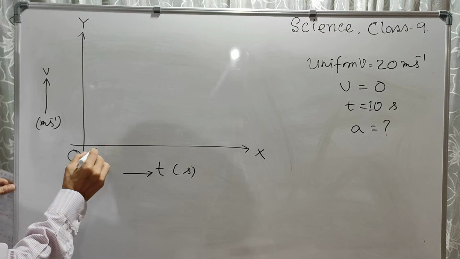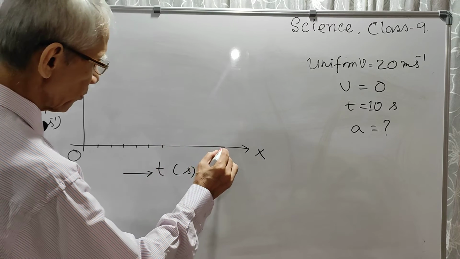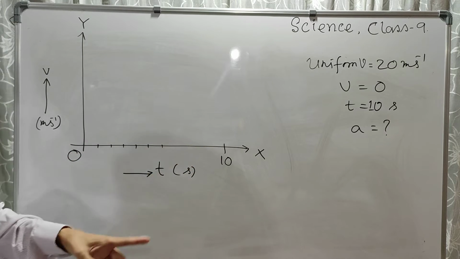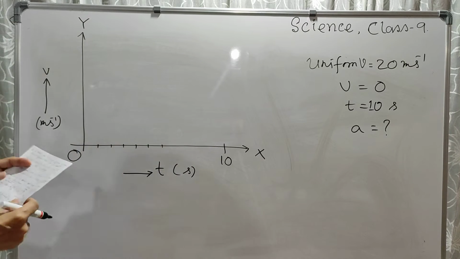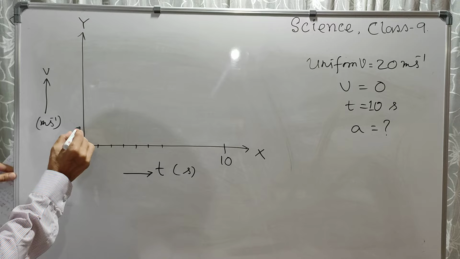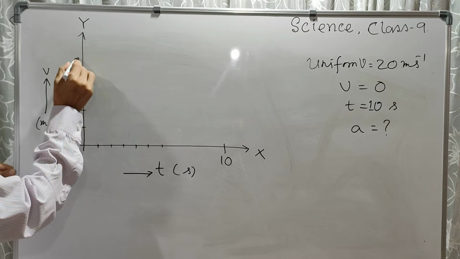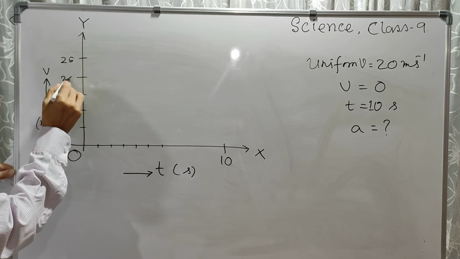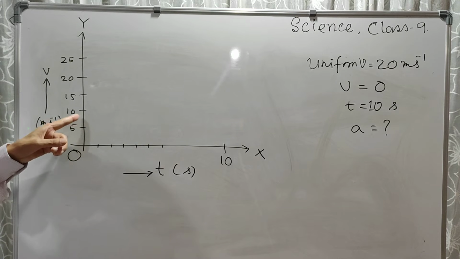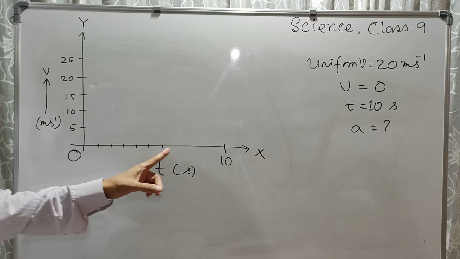Now time 10 seconds. So if you consider 1, 2, 3, 4, 5, 6, 7, 8, 9, suppose this is 10, isn't it? So make divisions 1, 2, 3, 4, 5, 6 like that up to 10 seconds. And decide what? 20 meter per second. So say this is 5 meter per second, 10 meter per second, 15 meter per second, 20 meter per second, 25 meter per second, like that. So that way 1, 2, 3, 4, 5, up to 10 seconds.